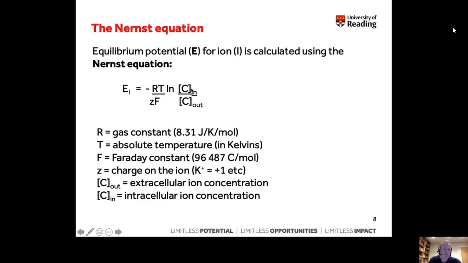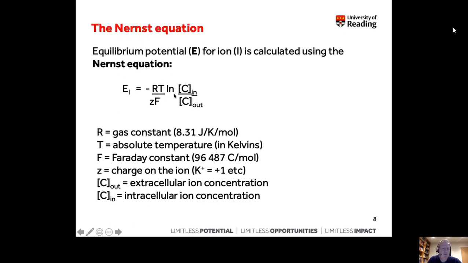So if we know the concentration of a particular ion inside and outside the cell, we can calculate this term here. And this term here, the ratio of the ion inside to outside the cell, is something called the concentration gradient. And we take the natural log of the concentration gradient in order to work out the equilibrium potential.